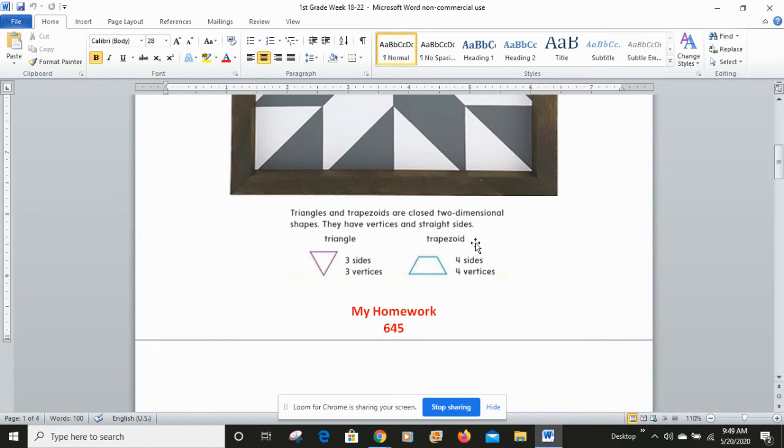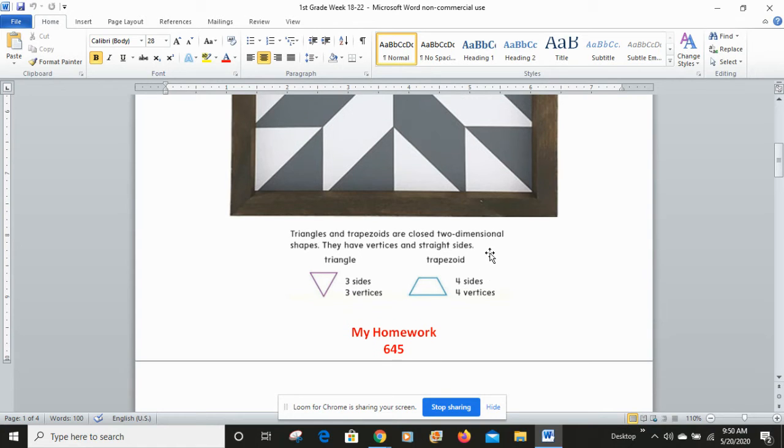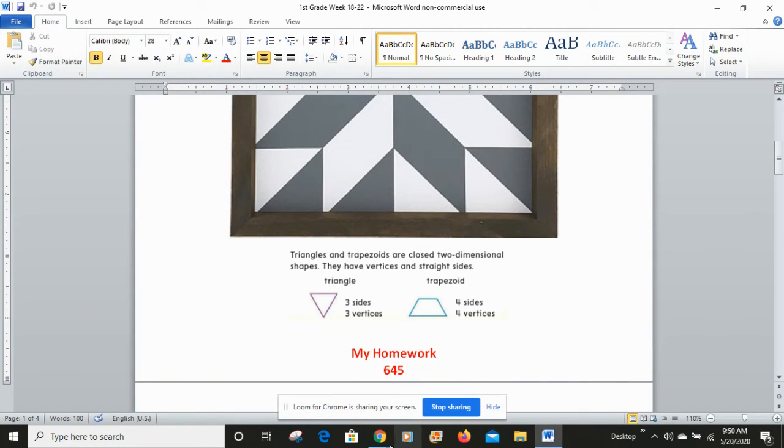The other one is a trapezoid. Now this has 4 sides like the square and the rectangle, but you can see how this shape has 2 of the sides that are slanted. It does have 4 sides, 1, 2, 3, 4, and 4 vertices, 1, 2, 3, 4. So it's similar to a square and a rectangle, but because 2 of the sides slant in, it's called a trapezoid. So those are the 2 shapes you're going to be working on for today.